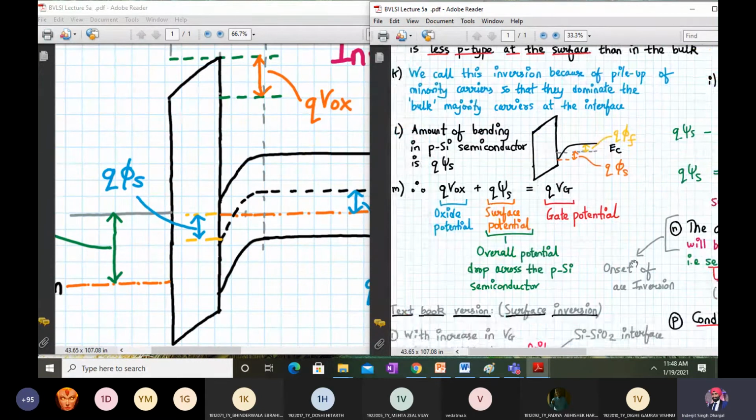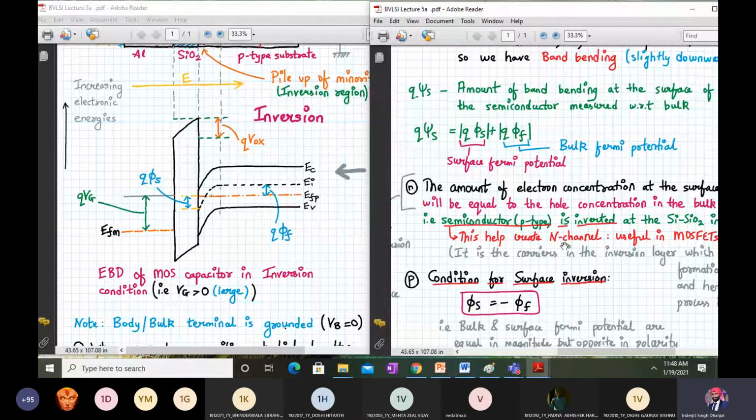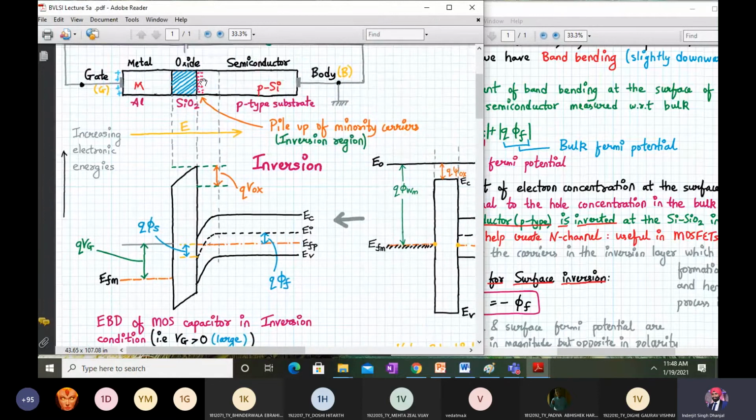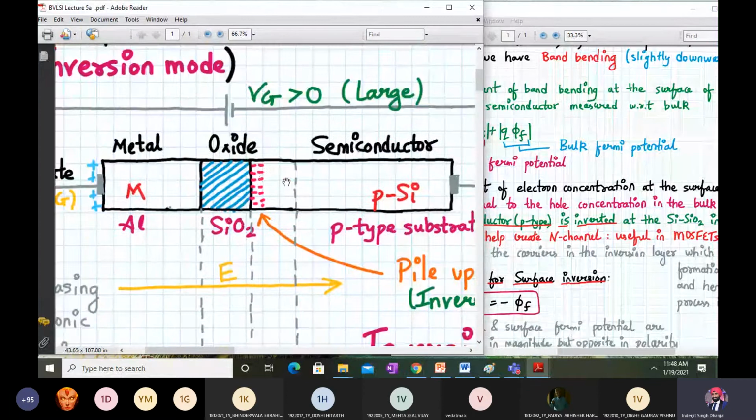Now there is one important statement which we have to relate over here. The important statement is as follows: the amount of electron concentration at the surface, near the SiSiO2 surface, will be equal to the hole concentration in the bulk. That means what?